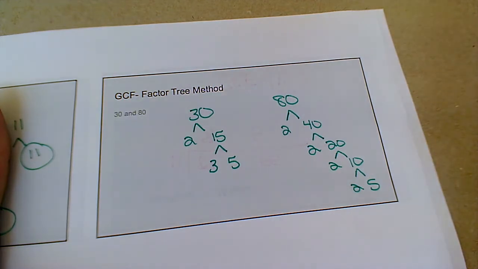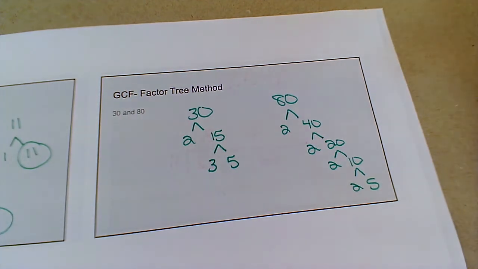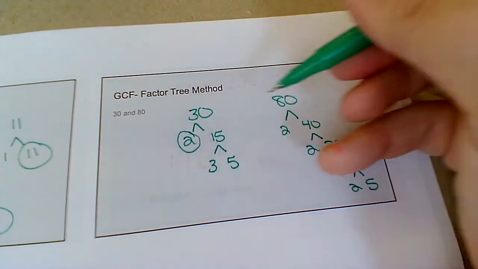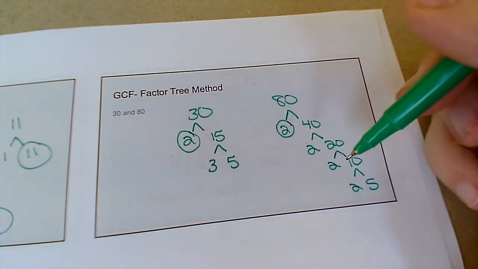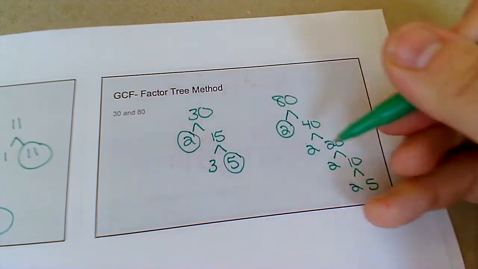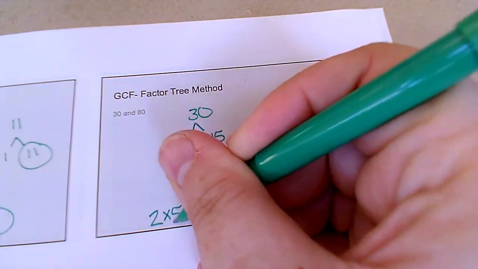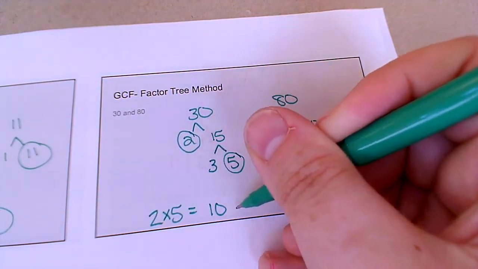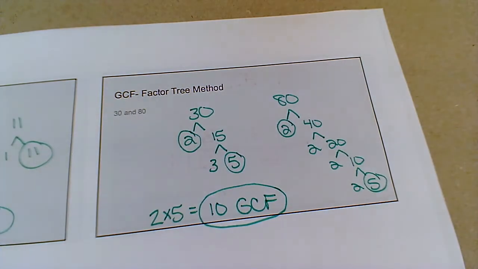Okay, do I have any numbers that are common in both? I see I have a 2 here and a 2 here. I don't have any 3s in both, but I do have 5s in both. So our answer is going to be 2 times 5 equals 10, and that is our greatest common factor.